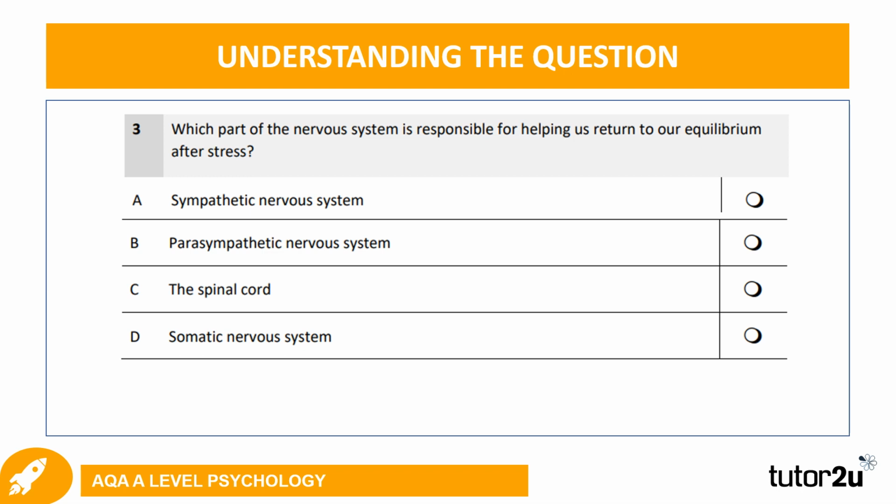Question number 3 now. Which part of the nervous system is responsible for helping us return to our equilibrium after stress? Is it A, the sympathetic nervous system, B, the parasympathetic nervous system, C, the spinal cord, or D, the somatic nervous system?